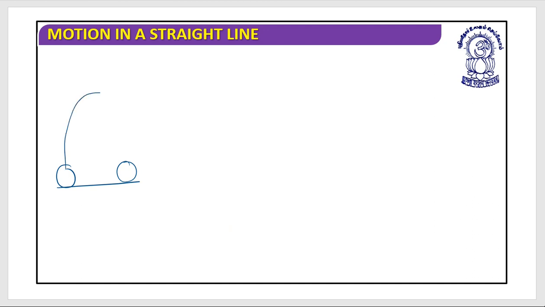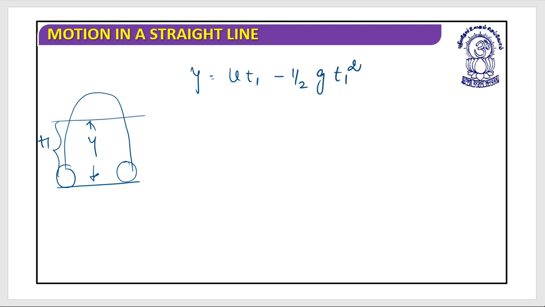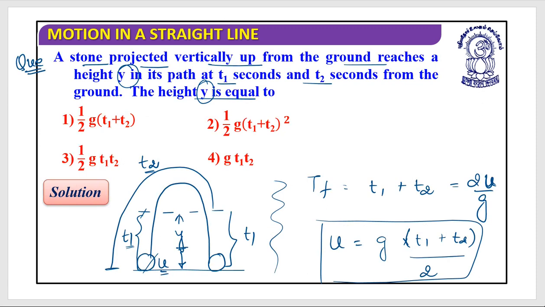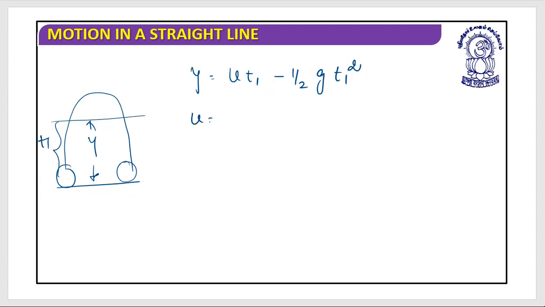Let's look at the situation. This is the height y, and this was the time t. What you can do is to find out the y. y is equal to ut1 minus half into g into t1 square, and you know that u is equal to g into bracket t1 plus t2 by 2.